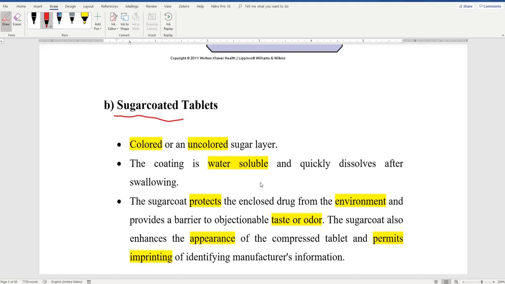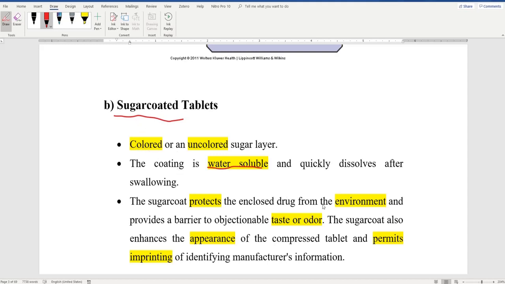With sugar-coated tablets, the coat itself is water-soluble, so there is no long retardation of the dissolution of the tablets. There will be some delay, but it will dissolve very quickly and will not take a very long time, so this will allow the drug to be released. Why are we coating the tablet with sugar?